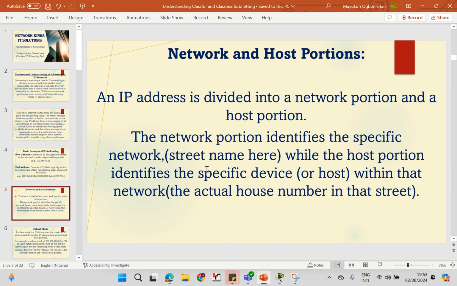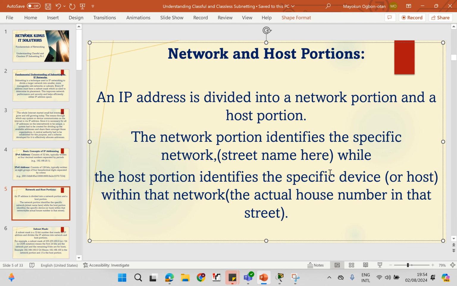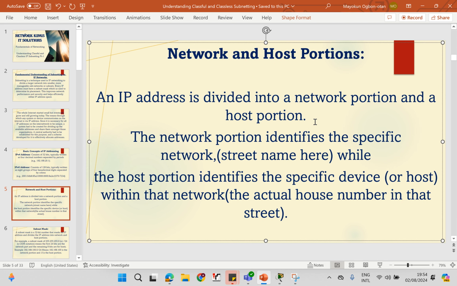For every IP address that you see, it actually consists of two portions. I repeat, for every IP address that we see, it consists of two portions: the network portion and the host portion. I will explain that. The network and the host portion is determined by the subnet mask.